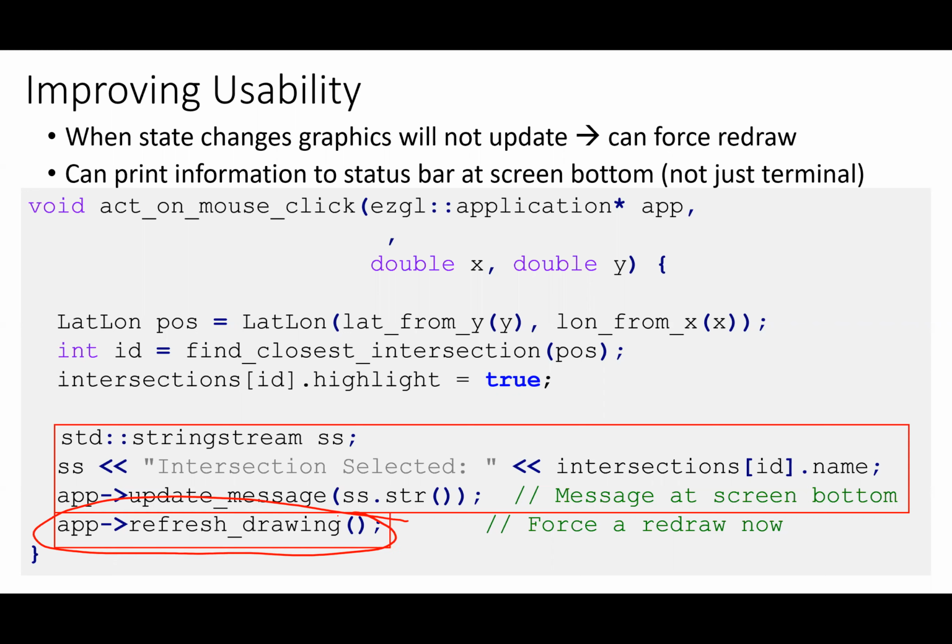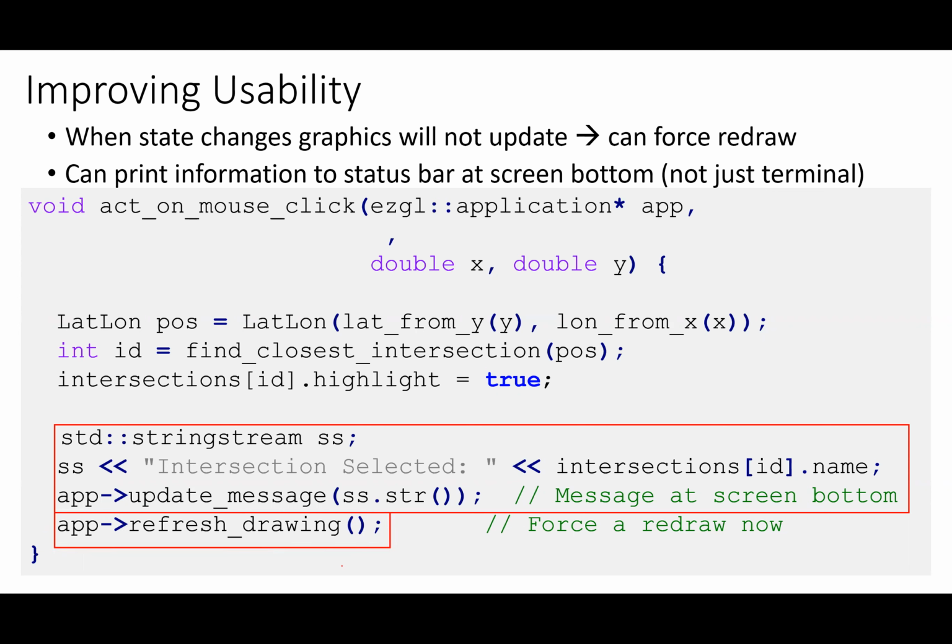You use the EasyGL application pointer, you call the refresh drawing call, and it forces the redraw right away. So after I figured all the new highlighting, I just say redraw the screen right away. And now there won't be any lag and it'll make sense to the end user. So this is going to be pretty common. In a lot of your mouse callbacks and so on, you're going to have this as the last line.